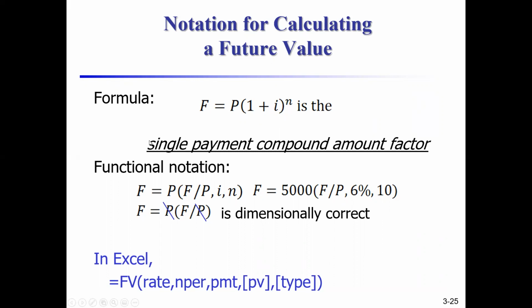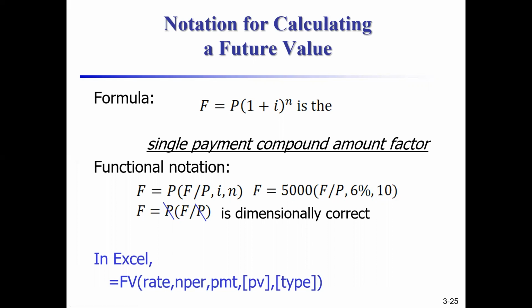You saw that. That's a single payment compounding factor. The function value is here. You can use that functional notation from that book place. $5,000 is equal to the future of a present value at 6% 10 years. Don't want it dimensionally correct, that'll confuse you. But you also use the same formula for future value.